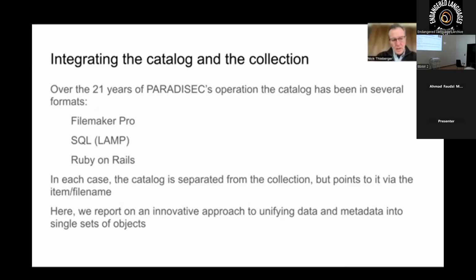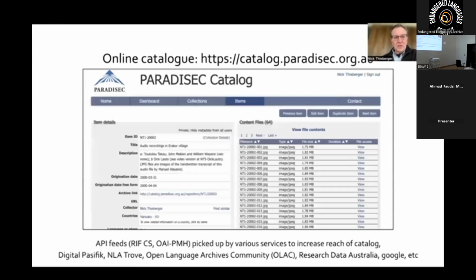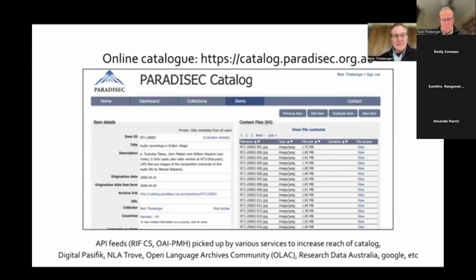And what I want to talk to you about today is how we've taken an innovative approach to unifying the data and the metadata into a single set of objects. So the catalog is as normal for these kinds of catalogs. You have a bunch of fields, they conform to various standards, they include controlled vocabularies and allow you to select from the controlled vocabularies for country, language, and so on.